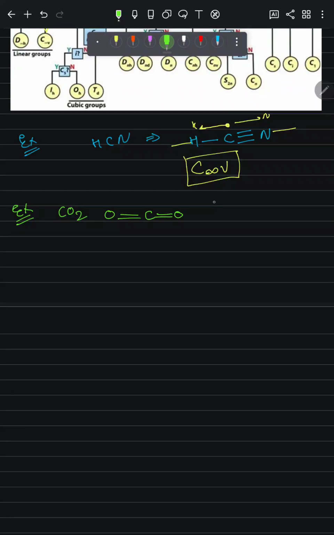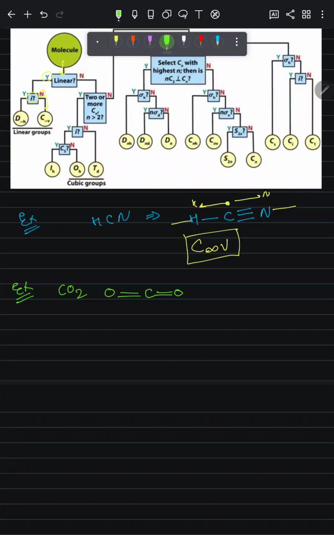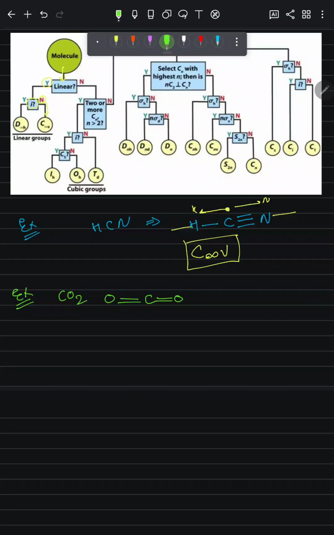So here let's check the same thing with the molecule in the chart. It is a linear molecule. Yes, it is linear. Whether inversion is present or not: yes, inversion is present. How do we check? Here is oxygen and here is oxygen, so the same atoms are present, so inversion is present.